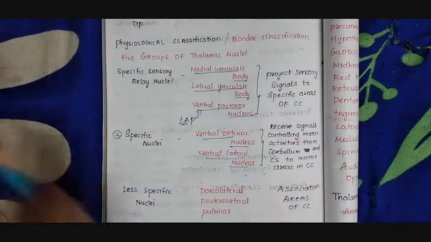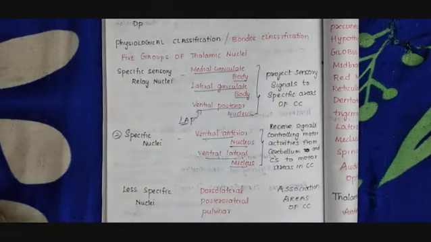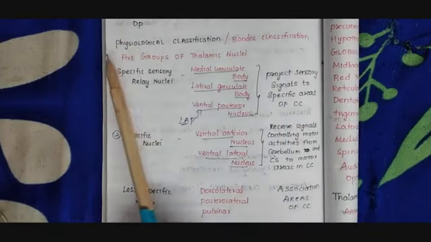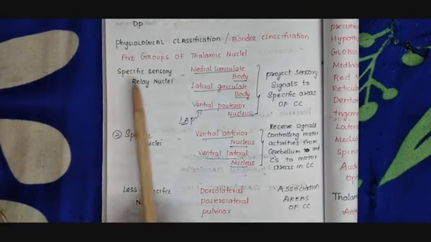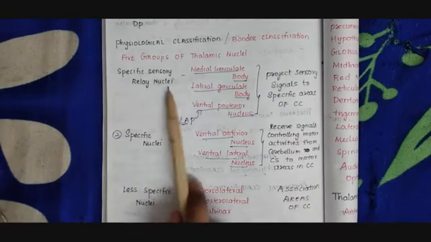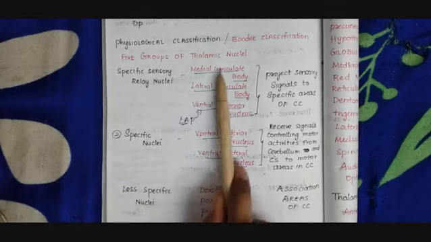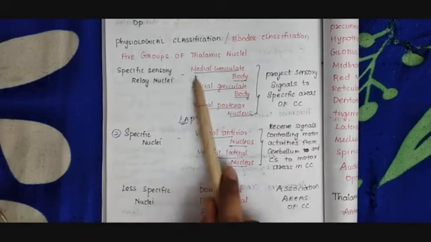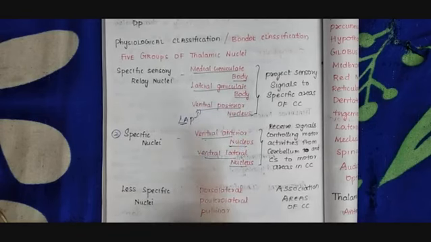Now let us discuss the physiological classification, which is also known as Bard-Dog classification. Under this, we are going to discuss the 5 groups of thalamic nuclei. Among that, the first one is the specific sensory relay nucleus. That is, this nucleus is going to relay specific sensation to the cerebral cortex. Under this, we have 3 nuclei: medial geniculate body, lateral geniculate body, and ventral posterior nucleus.